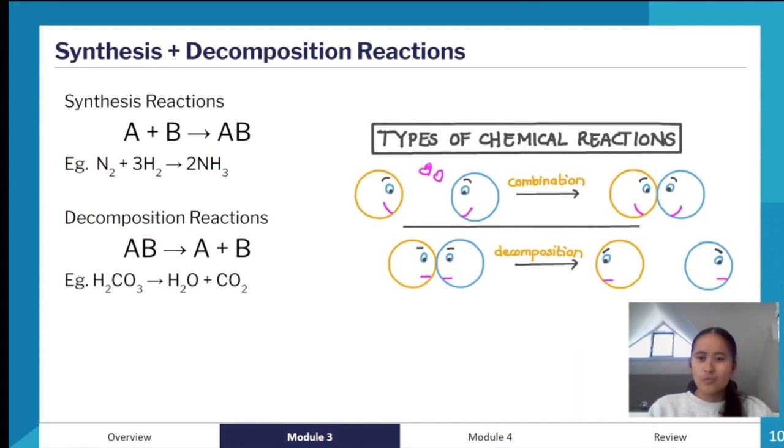You can tell what's happening in the reaction by the names. With synthesis, you're making something. With decomposition, you're breaking something apart. So that can help you remember how many products and how many reactants there are. So that's the first type of reaction. It's very simple and it's very easy to identify.